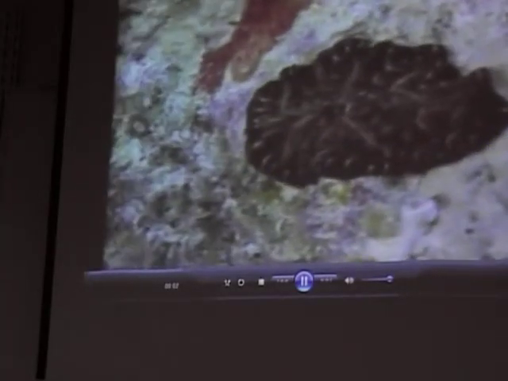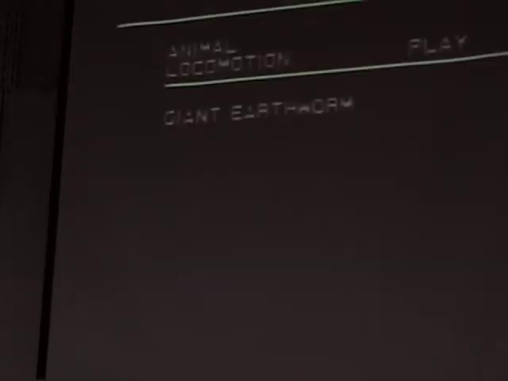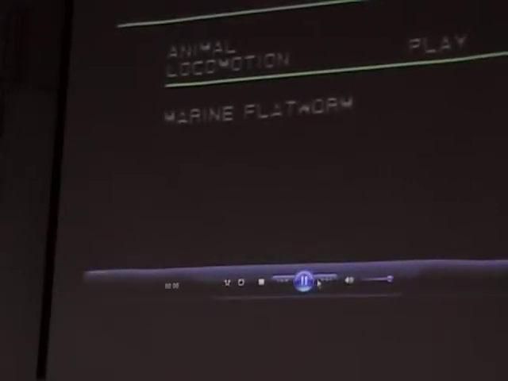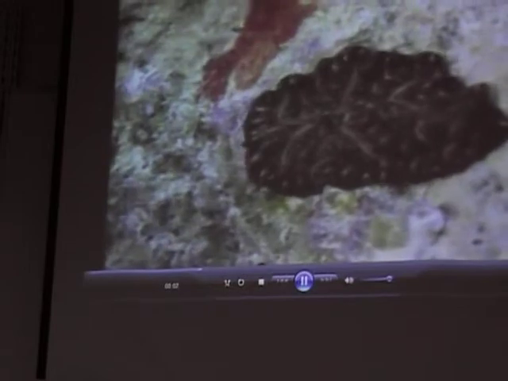Okay, watch video footage. This is under the ocean. That's a crawling flatworm, and there's a swimming flatworm. One more look. Crawling flatworm, swimming flatworm.